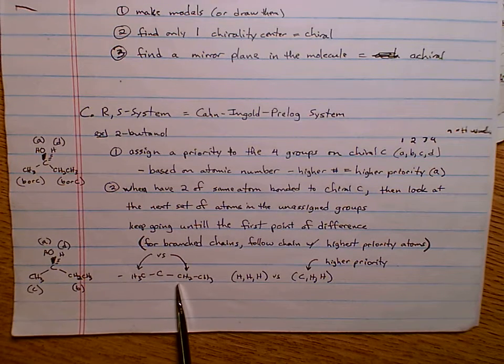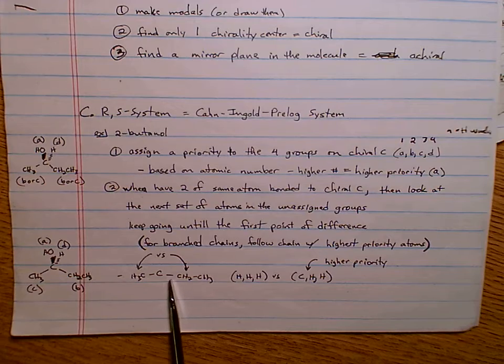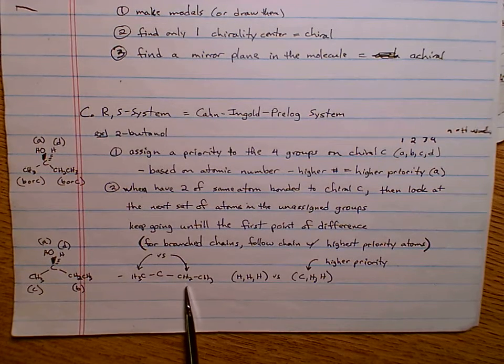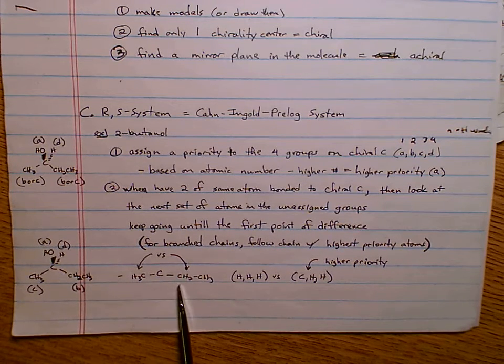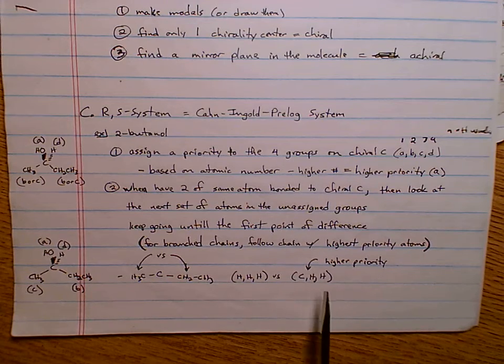What about this carbon here? What's bonded to it? Note we ignore going back to the chiral carbon, just moving outwards. What's bonded to this carbon? Well, 2 hydrogens are bonded to a carbon and another carbon. So we're going to write that CHH, because this carbon is bonded to another carbon and 2 hydrogens. So this carbon here is HHH. The CH2 over here is CHH.